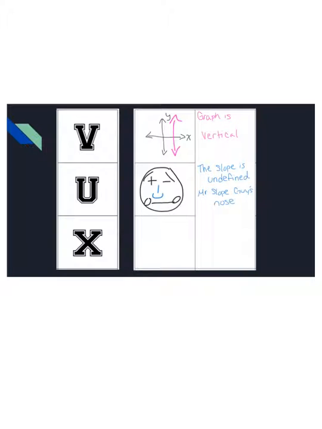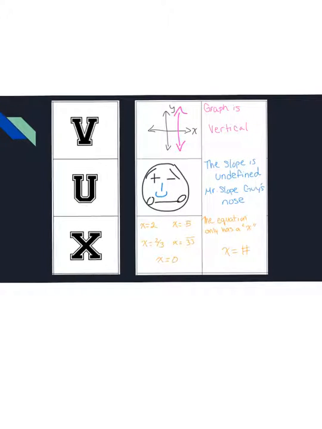Alright, and then this last one talks about the equation. So for a horizontal line, it was always y equals. So vertical lines is always x equals. So the equation only has an x, just like I wrote. And to the left are just some examples of what you could see. Notice that there's not a single y in any of those equations. It's just an x equals and then some number.